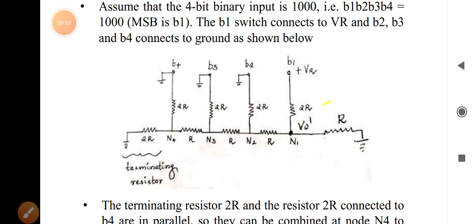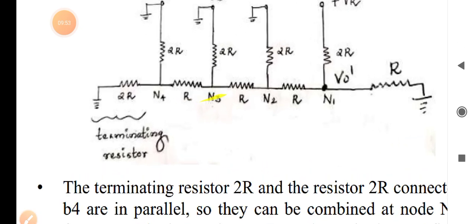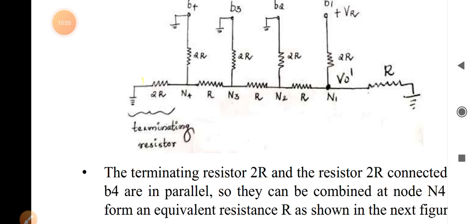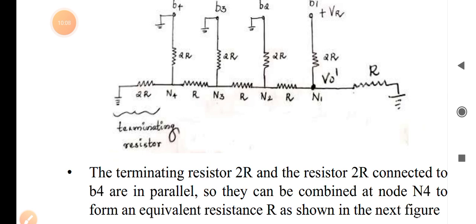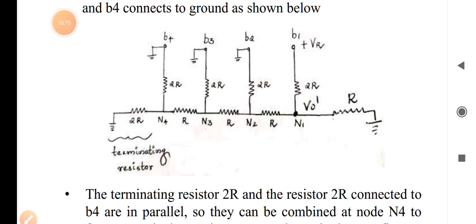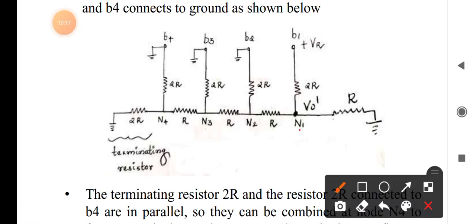I hope you understood. So the terminator should be 2R. That is compulsory. The terminating resistor is the resistor near the ground. It should be 2R, and the terminating resistor 2R and the resistor 2R connected to B4 are in parallel. You can see that it is connected to a single node. Here we have the nodes N1, N2, N3, N4. 2R and 2R are in parallel.